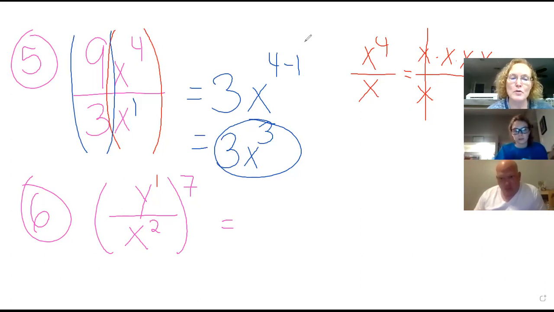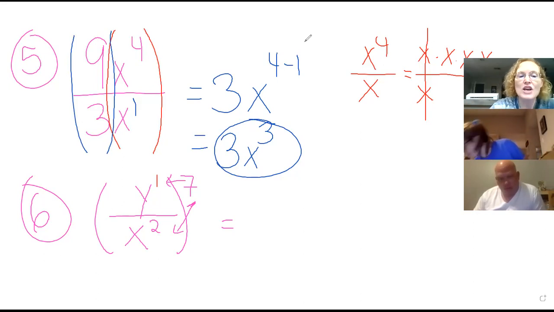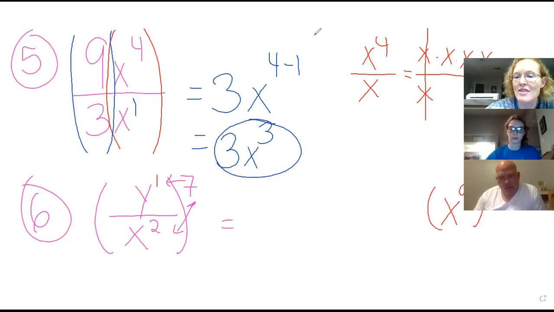Now what you have to remember is that this exponent right here, the 7, actually goes with both of these pieces. The reason it goes with both is because it's on the outside of the parentheses. When you have an exponent on top of an exponent, and it's been a few minutes since we wrote the rule down, so I'm going to write the rule over here again: x to the a, raised to the b power, means we multiply those two things together. So that would be x to the a times b power.